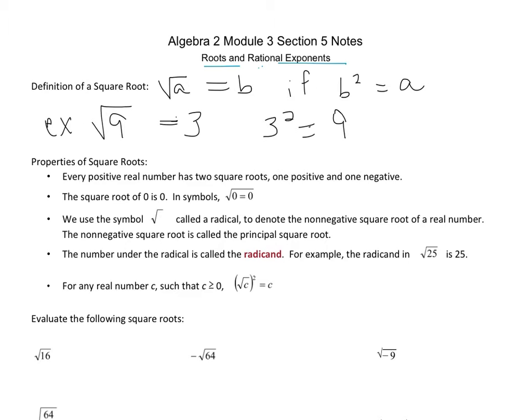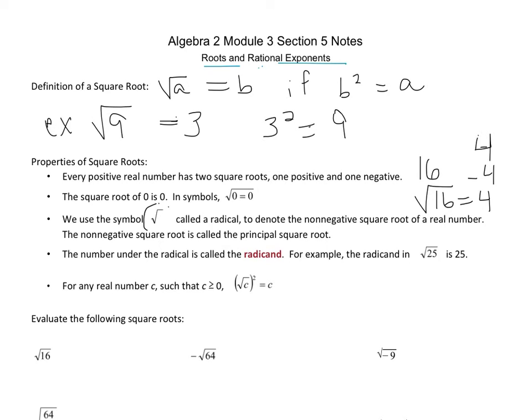Every positive number has two square roots, one positive and one negative. So if I put the number 16 here, and I want to know what two square roots there are, well there's 4, because 4 times 4 is 16, or negative 4, because negative 4 times negative 4 is 16. Now if you see the symbol already there, square root of 16, by convention we just say that is 4. The square root of 0 is always 0, because 0 squared is 0.